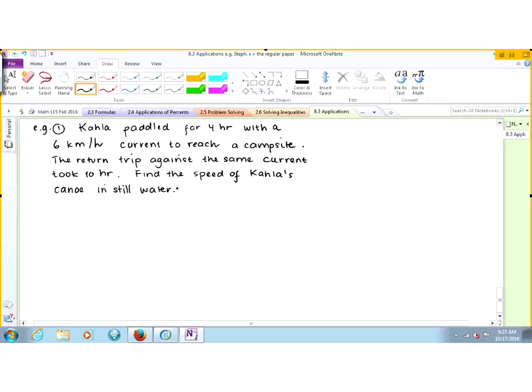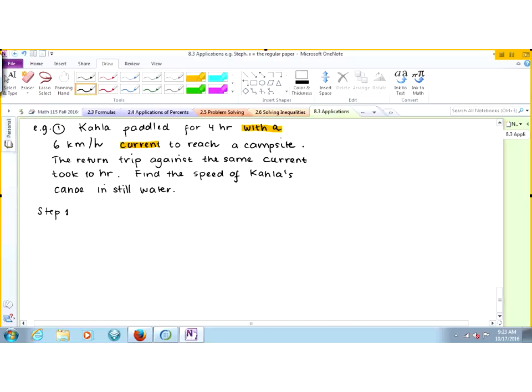So we need to visualize it. There is Kayla, and then she paddled. Can you visualize it? What happened? Kayla paddled, total 14 hours. First is the first trip, 4 hours, with a current. And then the current is 6 kilometers per hour. And then the return trip against the same current took 10 hours. Find the speed of Kayla's canoe in still water.